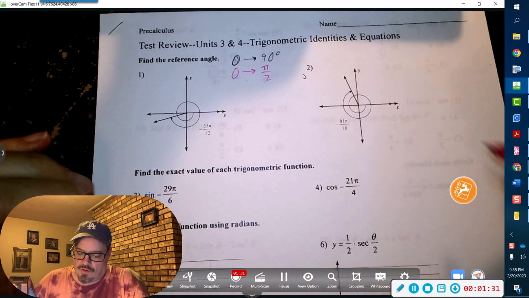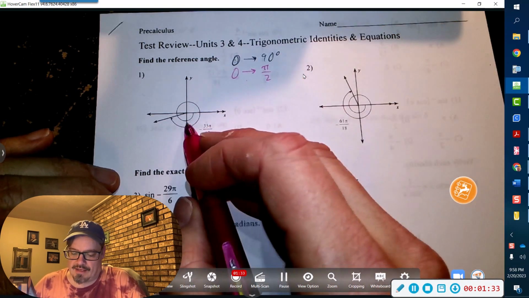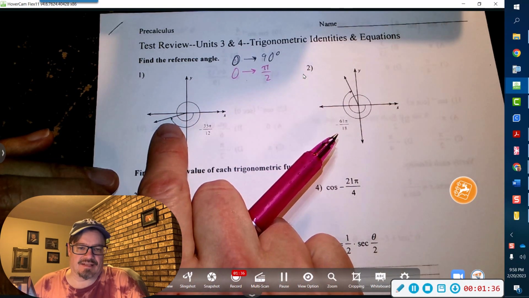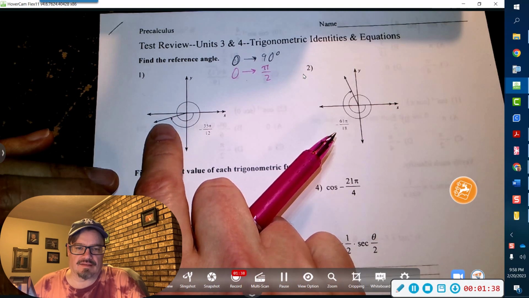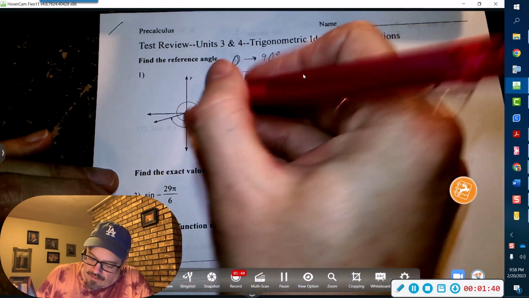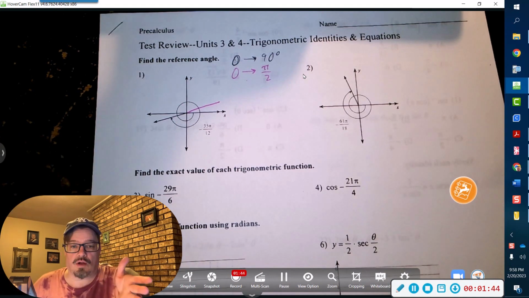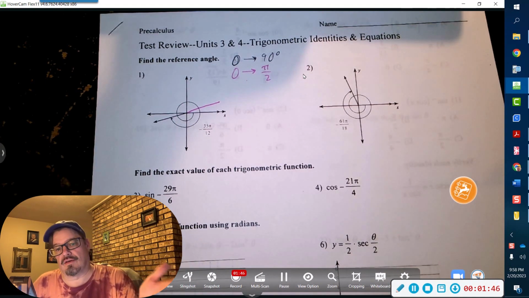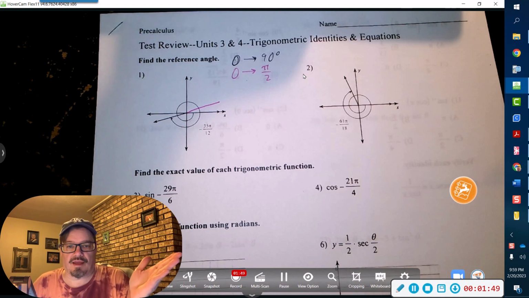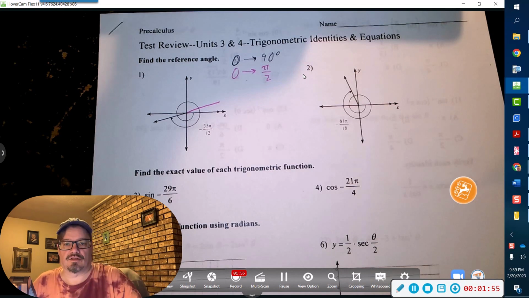Okay, so this guy right here, he has the same reference angle as this angle here in quadrant 1. Okay, just because he's in quadrant 3 doesn't mean that he's any different than the same angle in quadrant 1. He's just going to be positive or negative depending on if you're curious about the sine, cosine, and tangent.